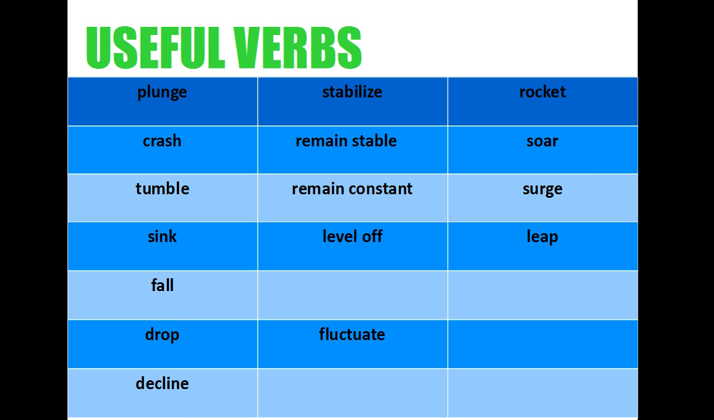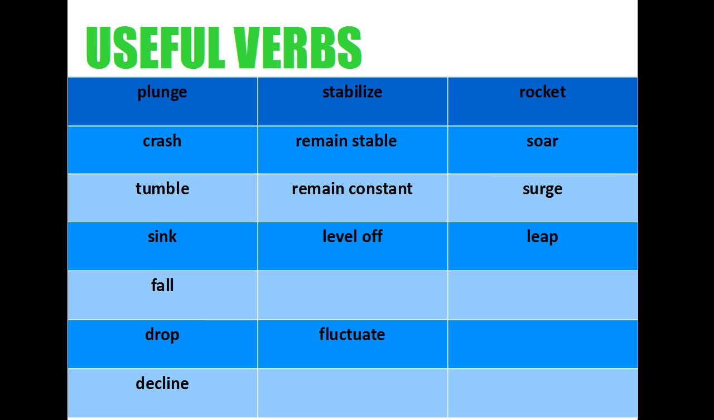And then some verbs that describe a stabilization. We've got stabilize, remain stable, remain constant, level off, and then one describes the opposite, fluctuate. And we can also say fluctuates violently. That's a nice little collocation there.